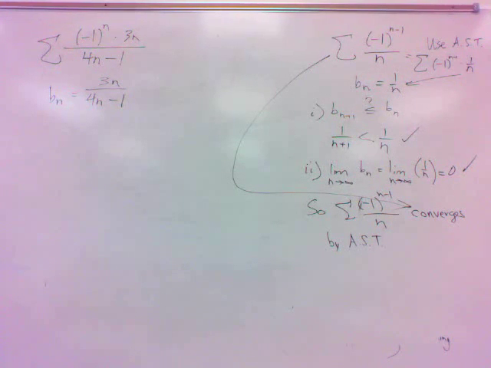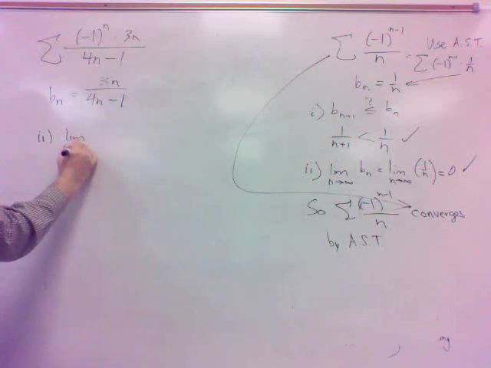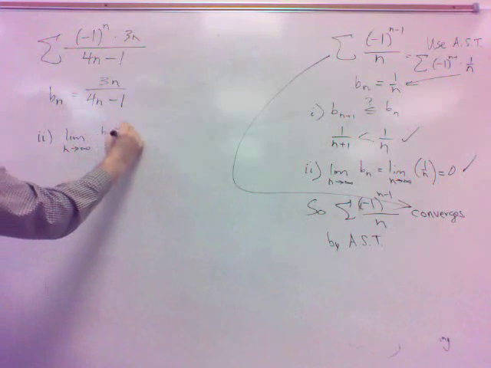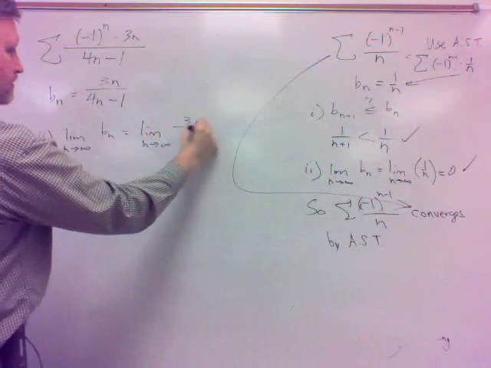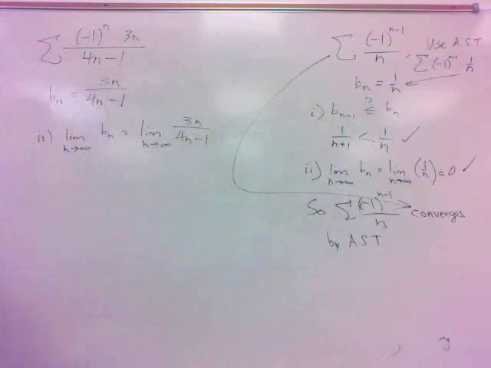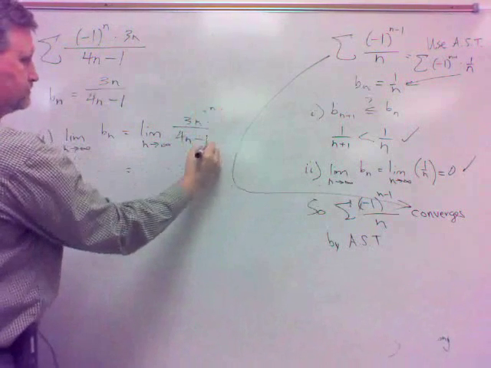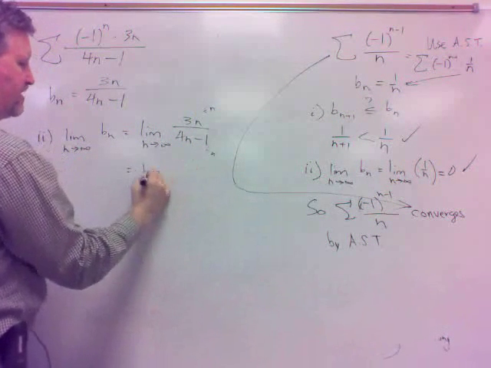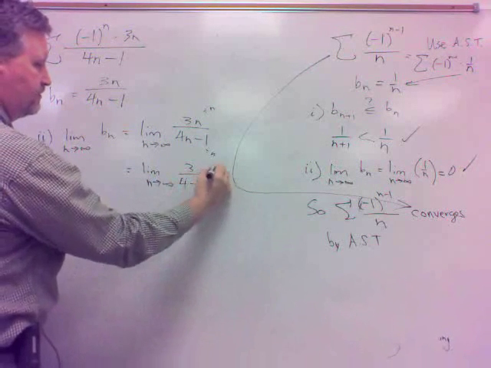Well, that is our first thought there, but let's skip ahead here to part 2. Part 2 says, let's look at the limit of my b sub n's. What do you got there? Well, divide by n on top and bottom, and as n goes to infinity, you have 3 over 4 minus 1 over n, that's 3/4.